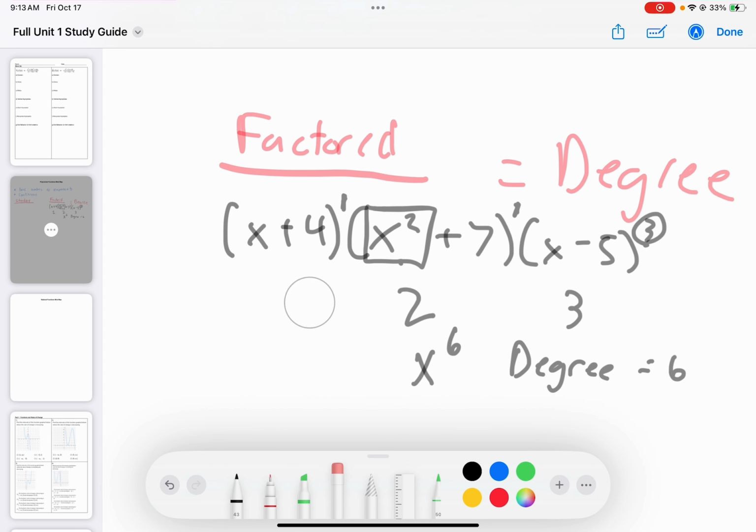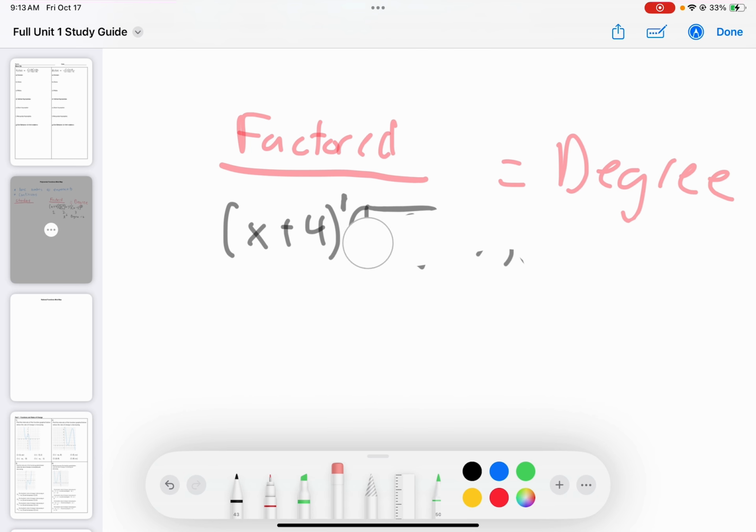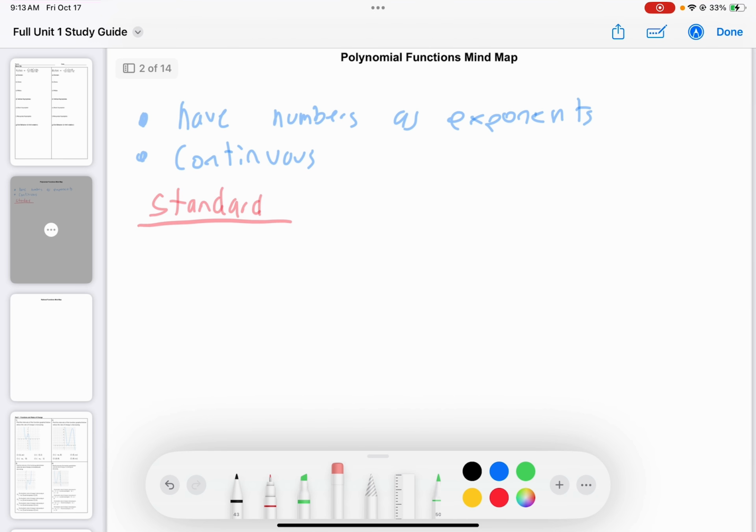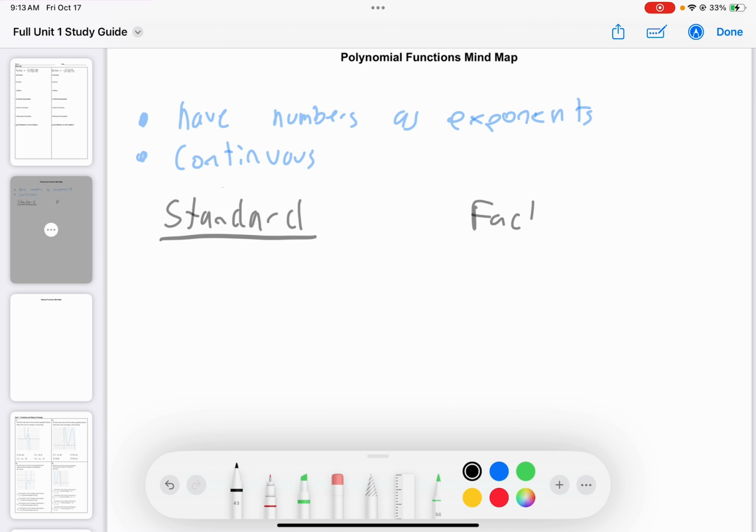Now, you could always convert from factored form to standard form by distributing, and I don't know what you're erasing and what you're just following along with. Sorry, I'm doing so much erasing. You could always convert from factored form to standard form, but I'm not sure that's necessary. Now, you can convert back and forth between standard and factored form.